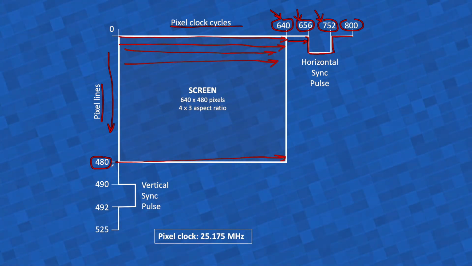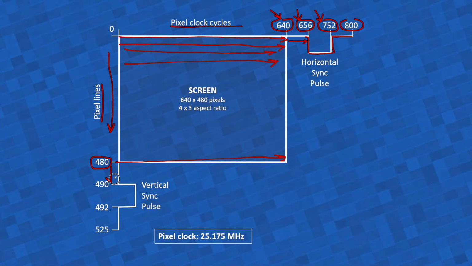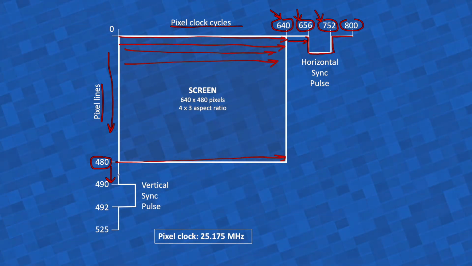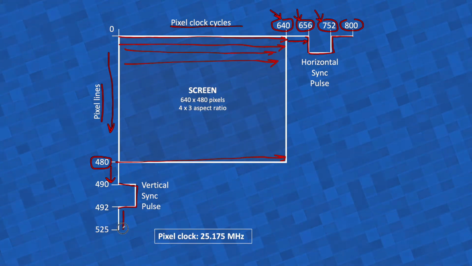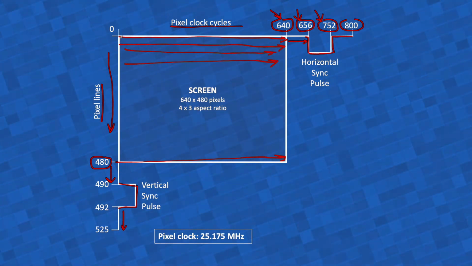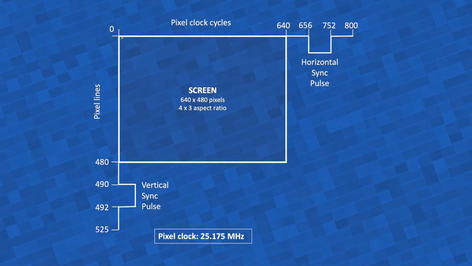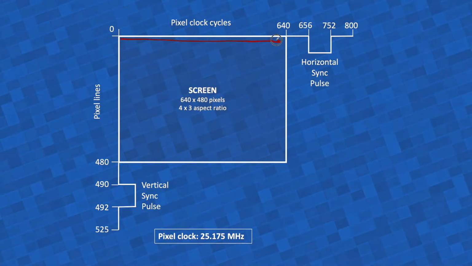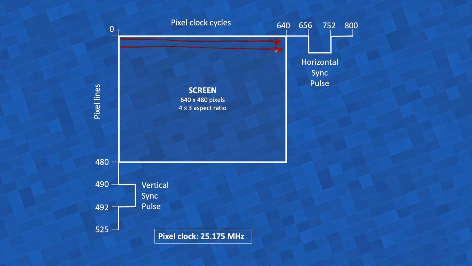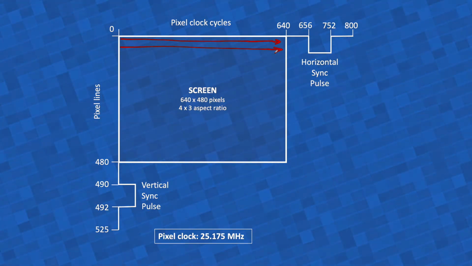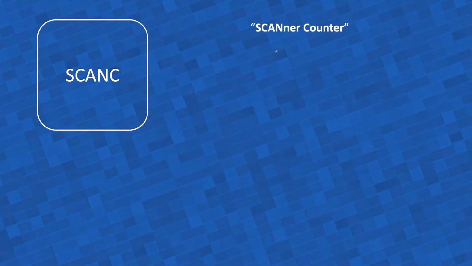But then you have to wait a little bit more, the equivalent of another 10 lines, for the front porch, and then the vertical sync pulse, and then you have to wait a bit more for the back porch, and only then can you start writing out the next frame, the next screen that will be displayed. So the architecture needs to be able to do all this.